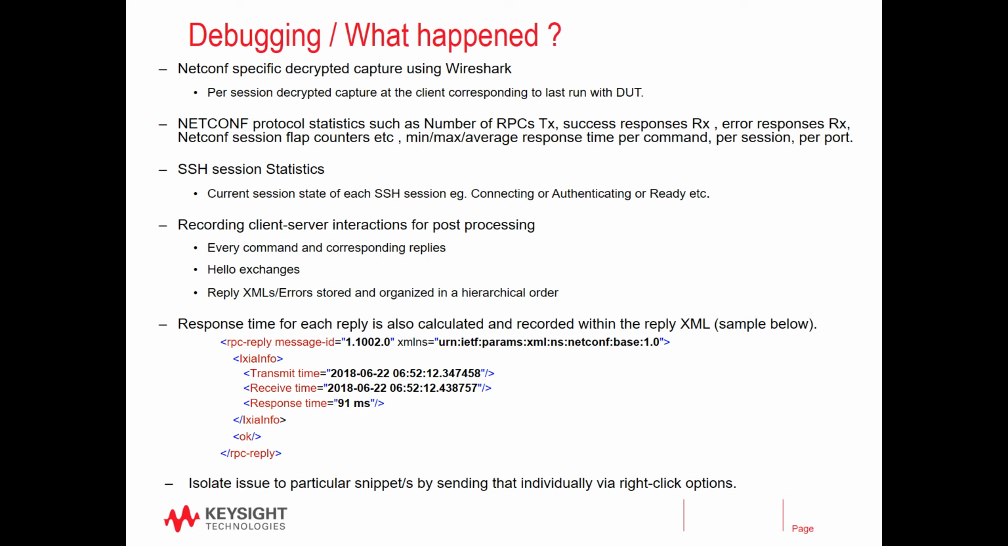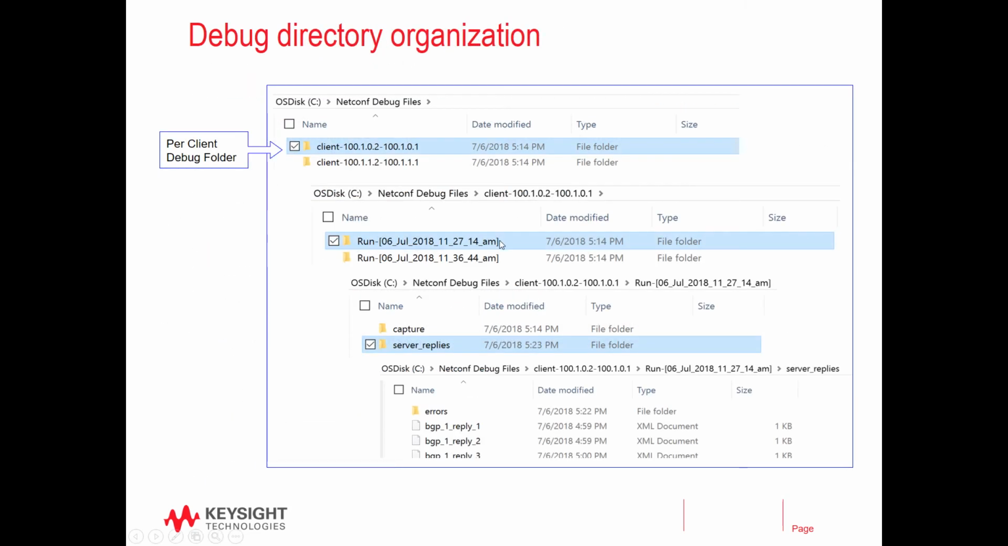Now I will go to the next slide, where the debug directory organization is shown. So we have a debugging directory, which is a controllable field in the GUI. If you want to store the files, you can always do that. Otherwise you can also turn the feature off, if you don't want to store any files, so that is controllable. It is a well defined directory structure, with a debug folder per client.